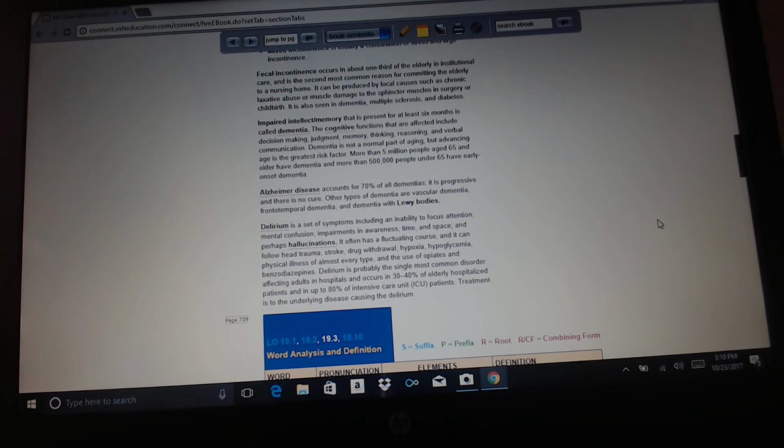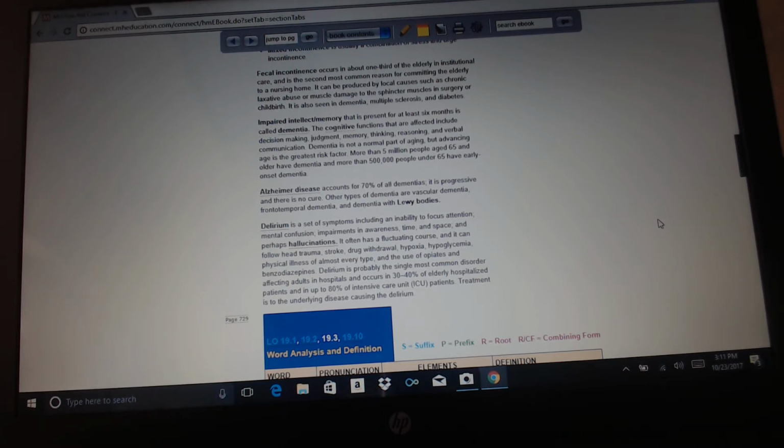Impaired intellect that is present for at least 6 months is called dementia. The cognitive functions that are affected include decision-making, judgment, memory, thinking, reasoning, and verbal communication. Dementia is not a normal part of aging, but advanced age is the greatest risk factor. More than 5 million people aged 65 and older have dementia, and more than 500,000 people under 65 have early onset dementia. Alzheimer's disease accounts for 70% of all dementias. It's progressive and there is no cure. Other types of dementia are vascular dementia, frontotemporal dementia, and dementia with Lewy bodies.